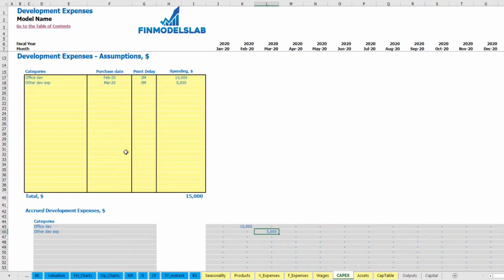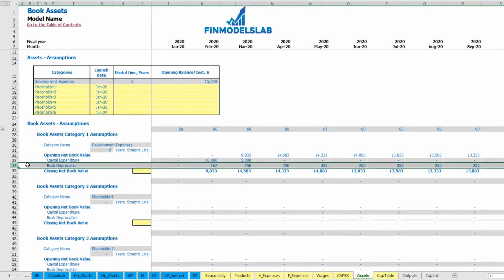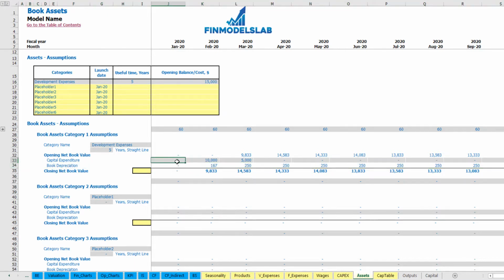The total amount of development expenses you may find in the Assets tab. By default, it has a useful life of 5 years for the calculation of depreciation. You may find the calculation of depreciation for development expenses in here. Here you may also find capital expenditure and closing net book value.